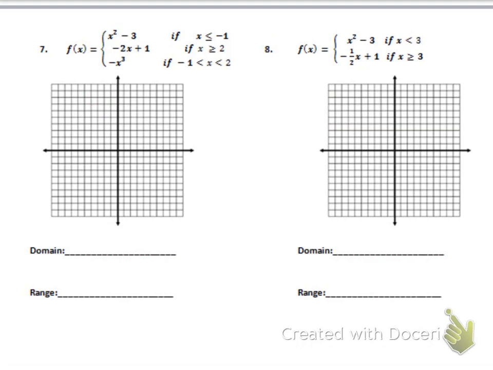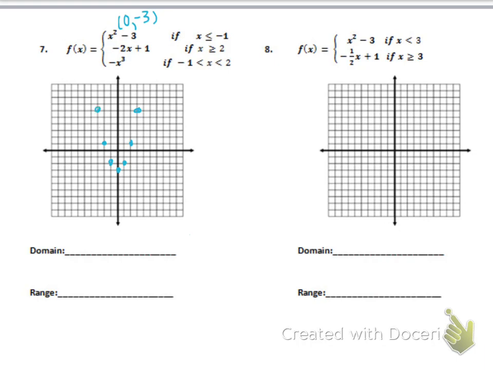Okay, my next one, x squared minus 3. So my u is going to start at 0, -3. Right one up 1, right one up 1, 2, 3. Right one up 1, 2, 3, 4, 5. Left one up 1, left one up 1, 2, 3. Left one up 1, 2, 3, 4, 5.